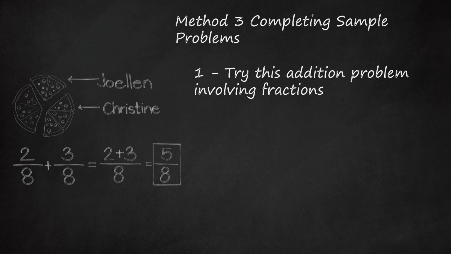Since Joellen ate 2 slices, 2/8 represents the amount of pizza that she ate. Since Christine ate 3 slices, 3/8 represents the amount of pizza that she ate. Together, Joellen and Christine ate 2/8 plus 3/8 of the pizza.